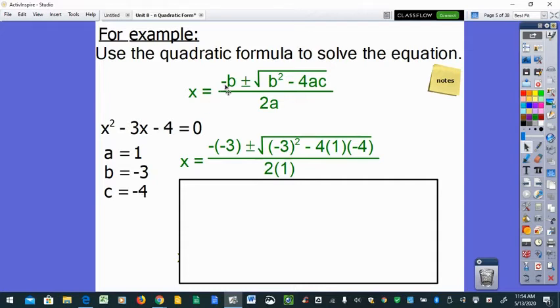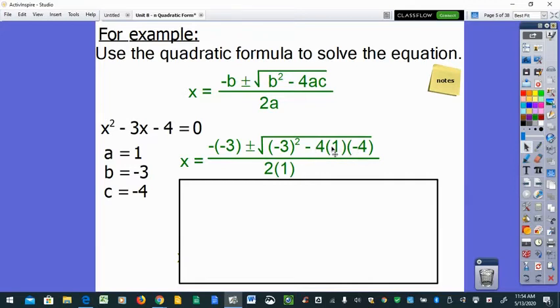I'm going to take the opposite of b, so the opposite of negative 3, plus or minus the square root of b squared minus 4. That 4 is part of the formula. The a is 1, and the c is negative 4, and it's all over 2 times a. Once you've done that, it's basically a calculator exercise. Now I'm going to warn you, where do people make mistakes? Underneath the square root. This is where people will goof up, even putting it into a calculator.